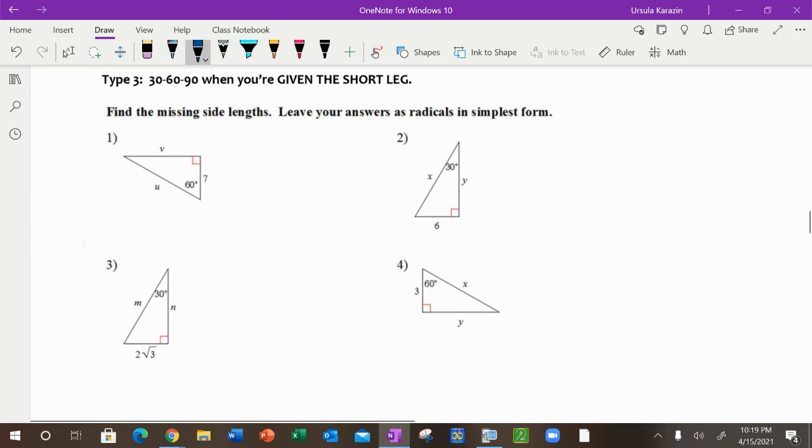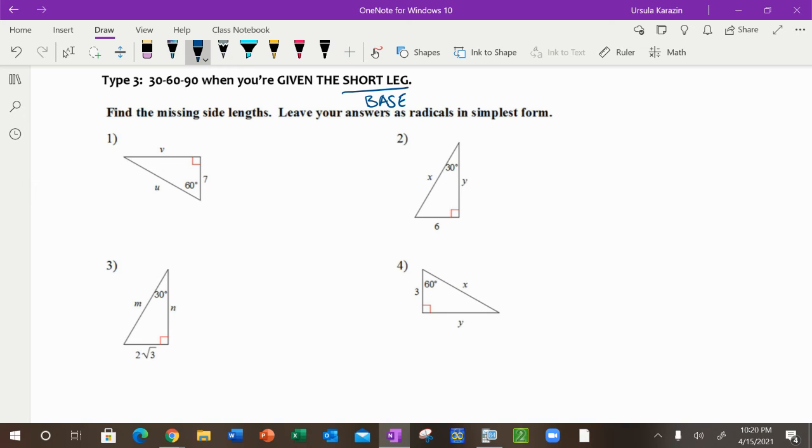Alrighty, now the 30-60-90s. There are 3 different things I can give you for these. I can give you the short leg, the long leg, or the hypotenuse. I think of the short leg as the base, like base when you're playing tag, where you always go back to base before you go back out. Everything relies upon knowing the measure of the short leg.